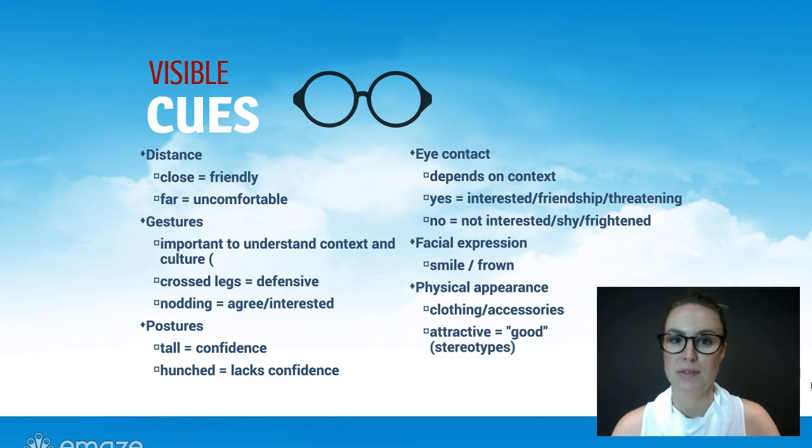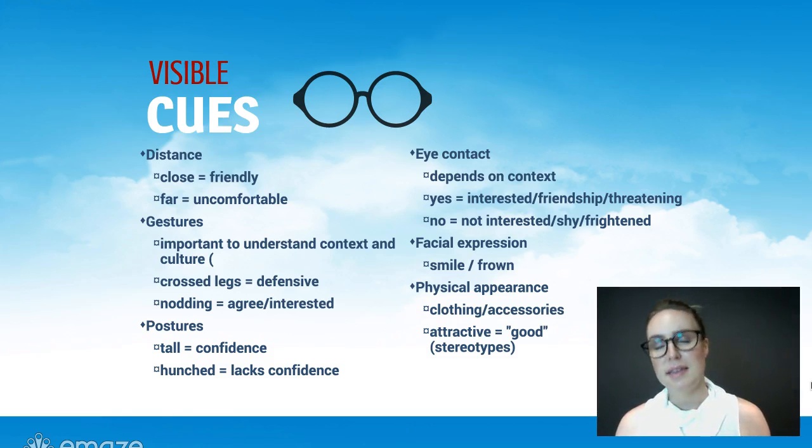Two very important points for oral presentations. Try and maintain eye contact, and again this depends on the context. You don't want to be staring someone down. Eye contact can show that you are interested, that you're friendly, but it can also show that you're a bit threatening, if you make too much eye contact. To make no eye contact shows that you're either not interested or that you're maybe shy or frightened if you're avoiding eye contact. Now facial expressions, that's an obvious one, a smile or frown.